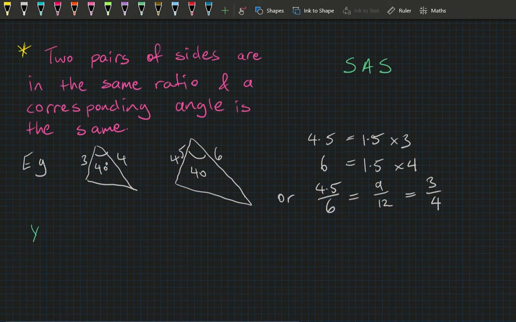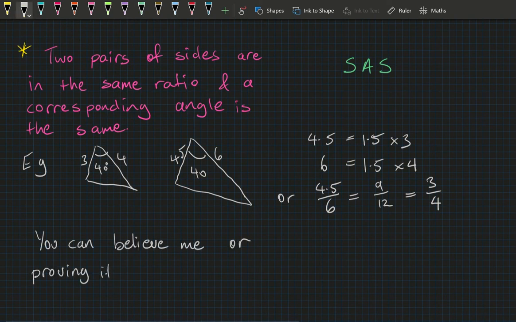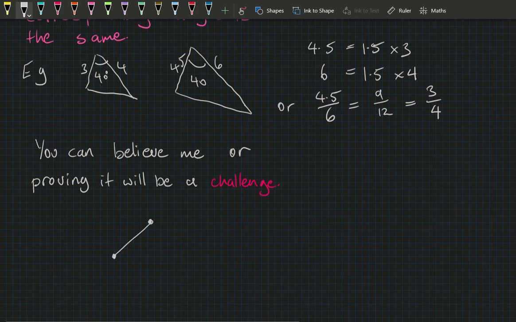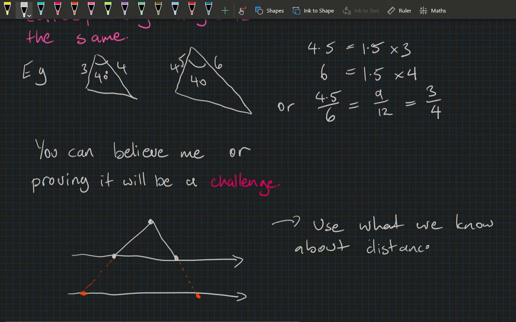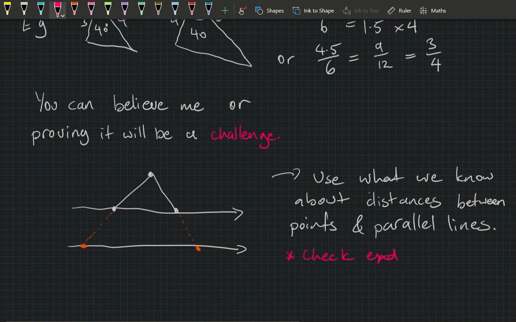Now you can just believe me on this, or showing why it's true will be a mini challenge. So if I was to construct a triangle like this, then drawing a parallel line to this bottom one, extending these two side lengths, you might be able to show why it's true by using what we know about distances between points and parallel lines. But I'll give you more detail of the challenge at the end of the lesson.